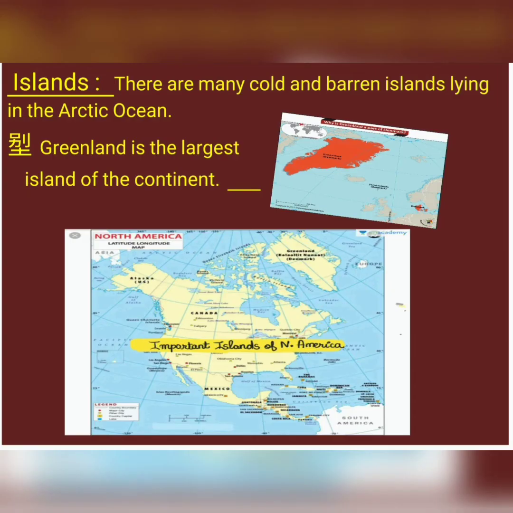There are many cold and barren islands lying in the Arctic Ocean. Greenland is the largest island of the continent. Baffin Island, Victoria Island, and islands of Newfoundland are some of the other important islands. A group of islands known as the West Indies is also included in this continent.